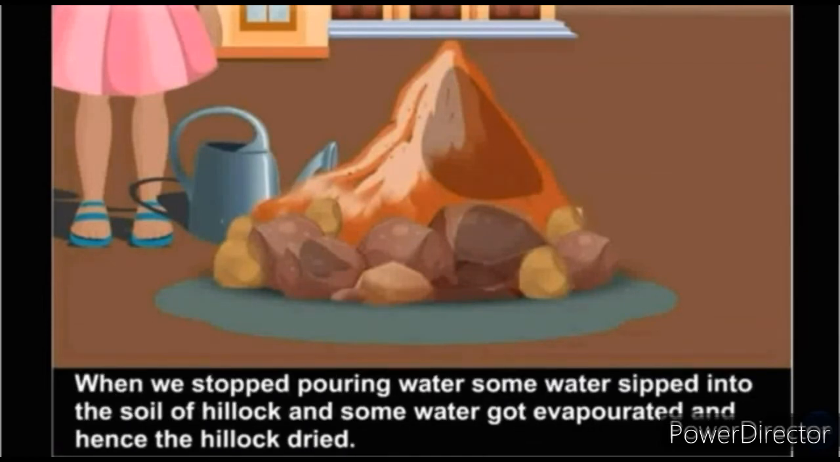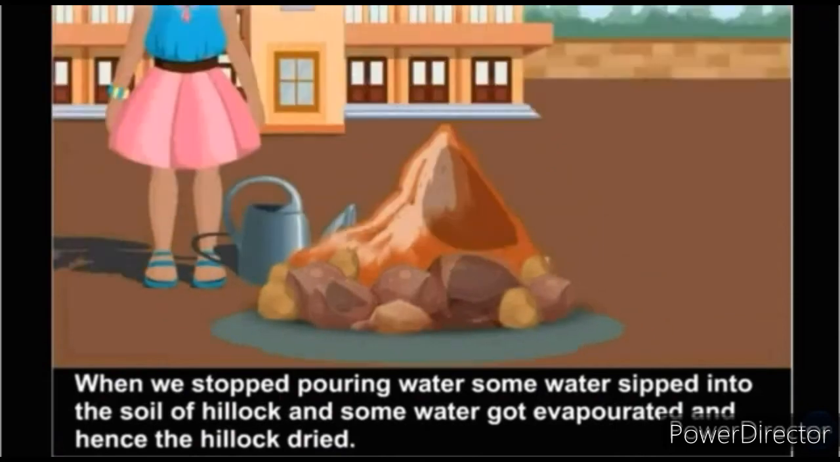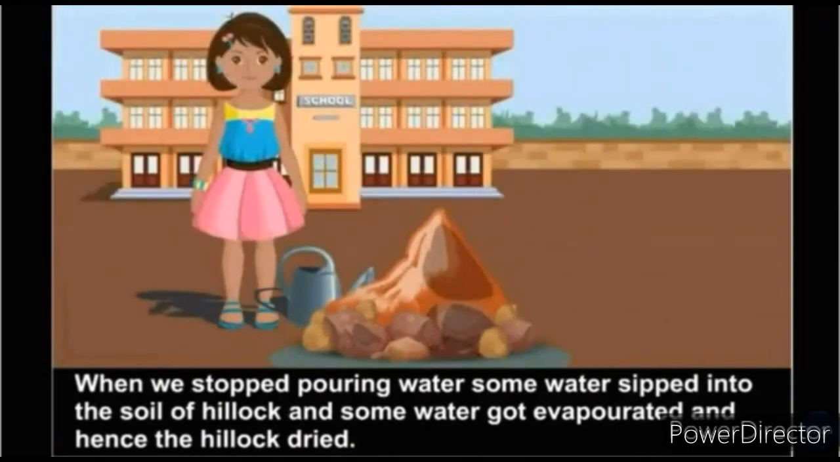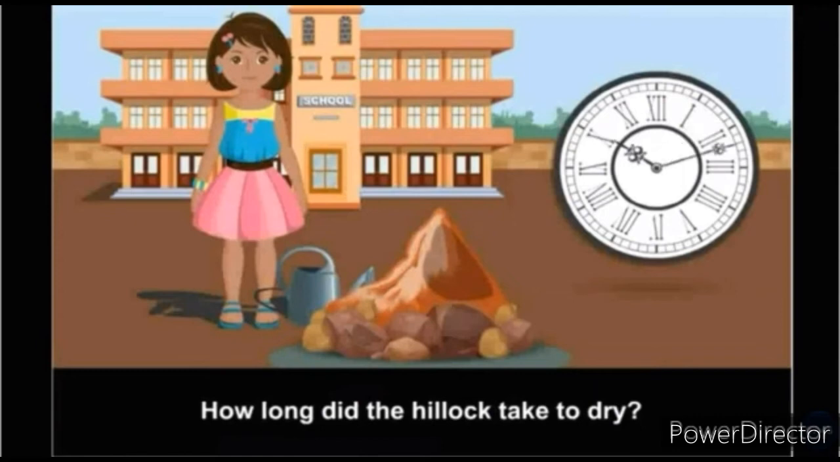When we stopped pouring water, some water seeped into the soil of the hillock and some water got evaporated, and hence the hillock dried. Yes, because of the sun's heat, some water evaporated, became vapor and mixed with the air, and some seeped slowly into the hillock mud. Okay.